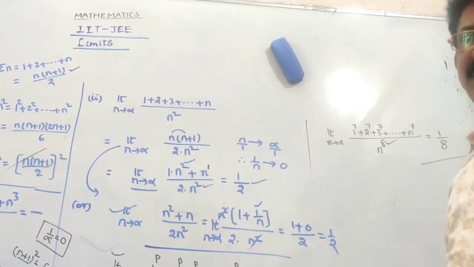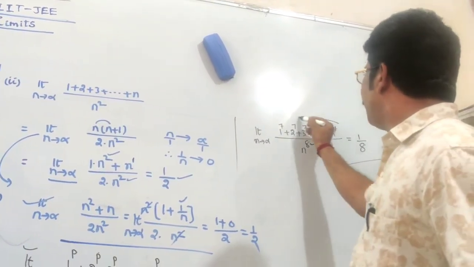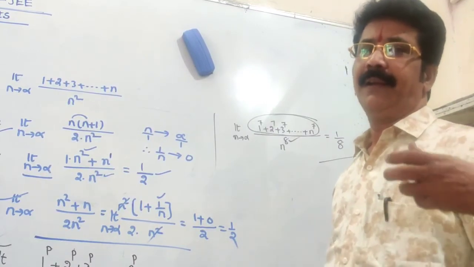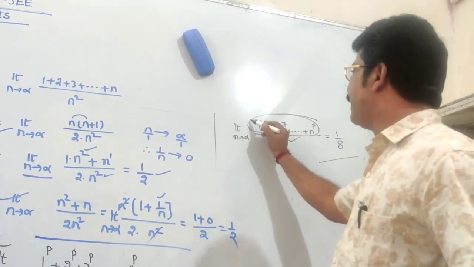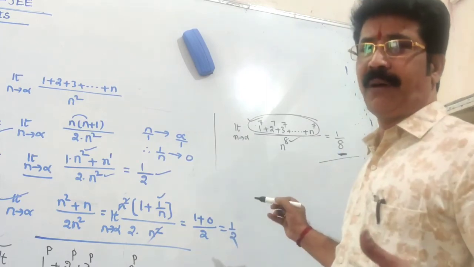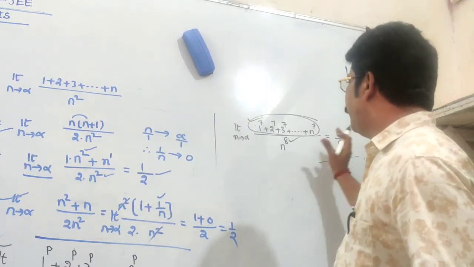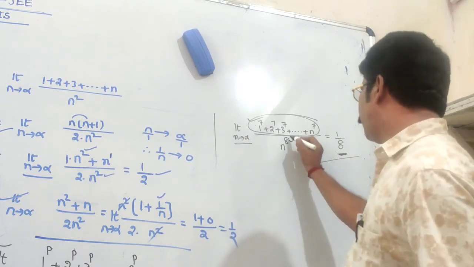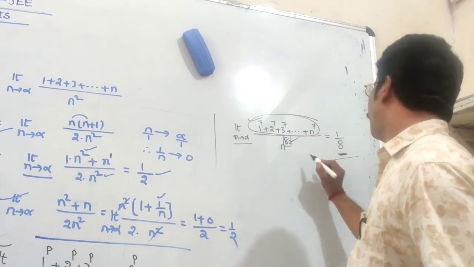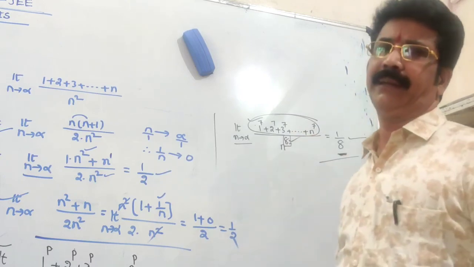You need not remember this formula of sigma n to the power of 7. Without learning this formula, directly we can write its limiting value as n tends to infinity. So 8 is what? This one is 8, because it is 7 plus 1. So the answer is 1 by 8. Hence the problem.